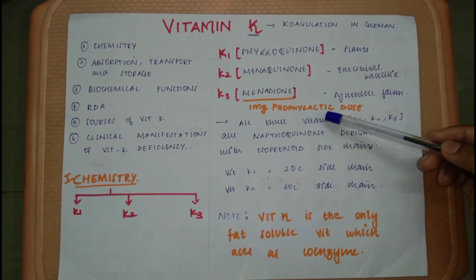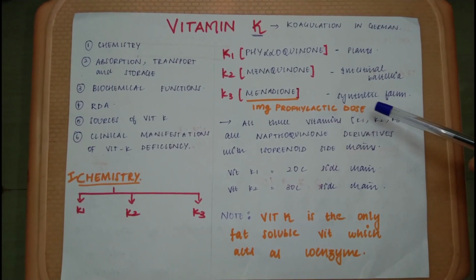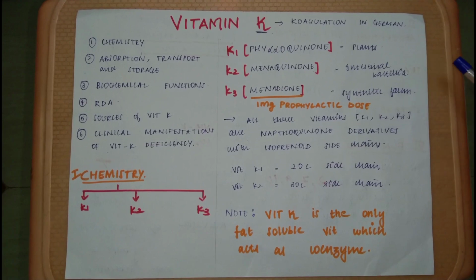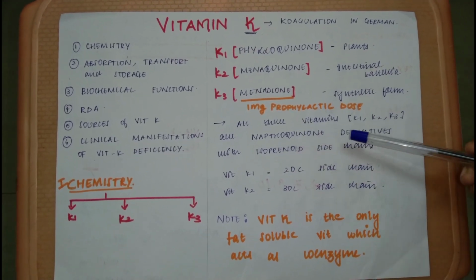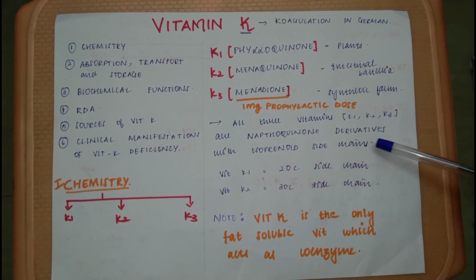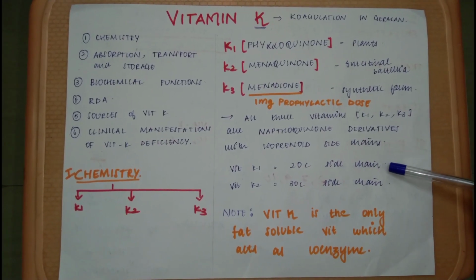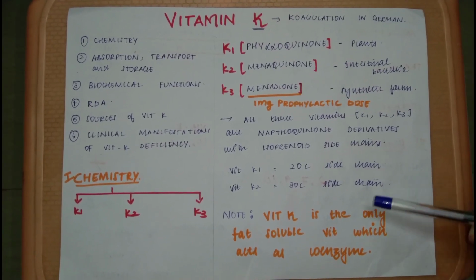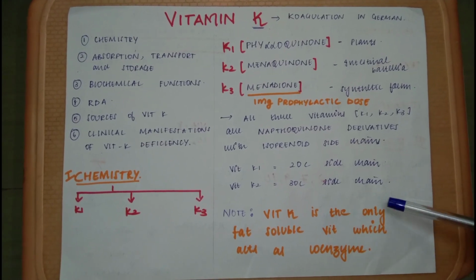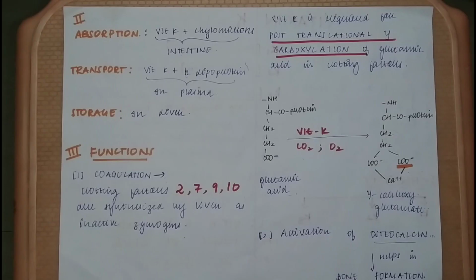1 milligram of menadione is given as prophylactic dose in infants. I'll tell you the reason in the end of this video. All three vitamins K1, K2, K3 are naphthoquinone derivatives with isoprenoid side chains. Vitamin K1 has 20 carbon side chains and vitamin K2 has 30 carbon side chains. Kindly note this point that vitamin K is the only fat soluble vitamin which acts as a coenzyme.